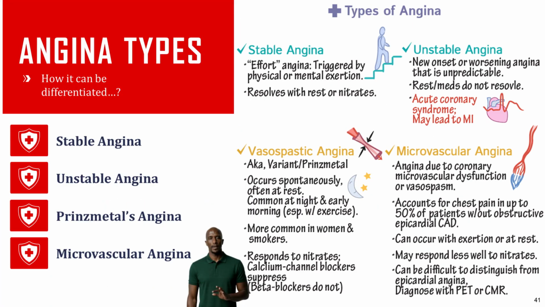Angina can be categorized into stable, unstable, Prinzmetal's, and microvascular types. Stable angina is predictable and occurs with exertion. Unstable angina is unpredictable and may occur at rest, indicating a higher risk of heart attack. Prinzmetal's angina involves coronary artery spasms, while microvascular angina affects the heart's smallest arteries, often with normal coronary arteries.